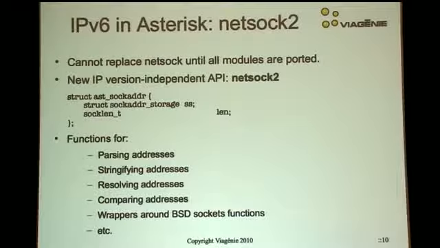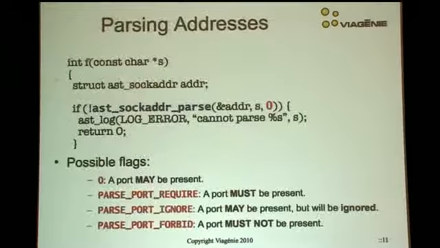So this is the structure in question, ast_sockaddr. It contains two members, sockaddr_storage and sockaddr length. In the code, the indentation is perfect, don't worry. And we have functions for parsing, stringifying, resolving, comparing addresses, and some wrappers around BSD functions so that you can use the BSD functions as if they used ast_sockaddr.